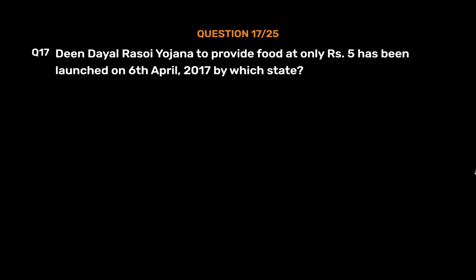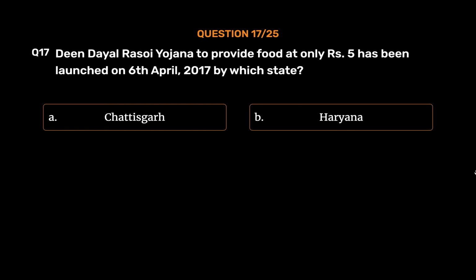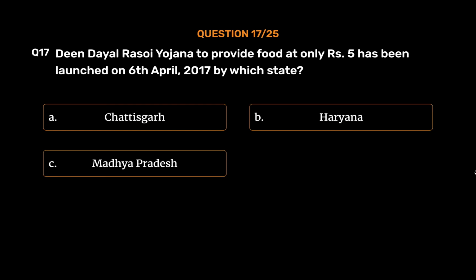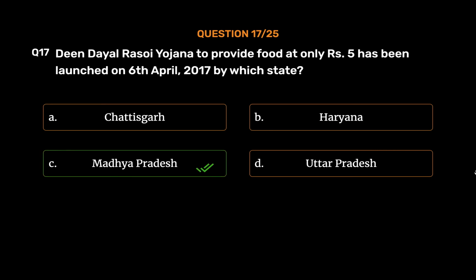Question number 17. Deen Dayal Rasoi Yojana to provide food at only 5 rupees has been launched on 6th of April, 2017 by which state? Option A. Chhattisgarh. Option B. Haryana. Option C. Madhya Pradesh. Option D. Uttar Pradesh. The correct answer is Option C.